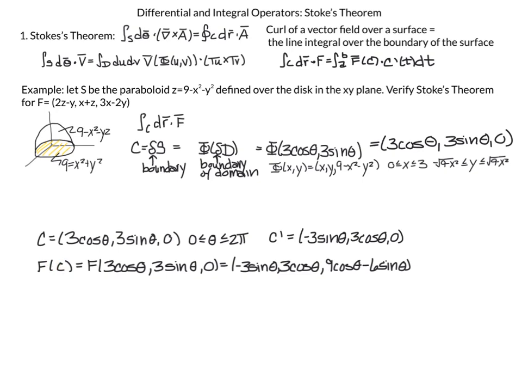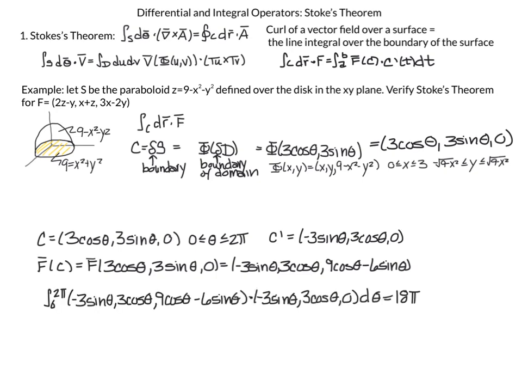So that's going to be f composed with 3 cosine theta, 3 sine theta, and 0. And my f is 2z minus y, z is 0. So I have my minus y, minus 3 sine theta. I have my x plus z. My z is 0, so I'm just left with x, which is 3 cosine theta. Then I have 3x minus 2y. So 3x is 9 cosine theta, minus 2y is minus 6 sine theta. And now I'm ready to plug into my formula for my line integral.